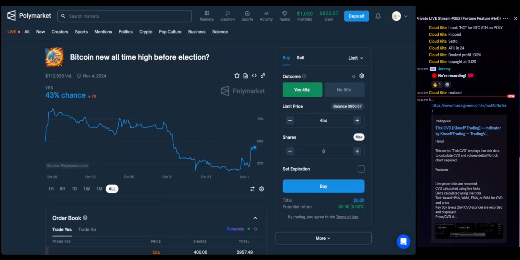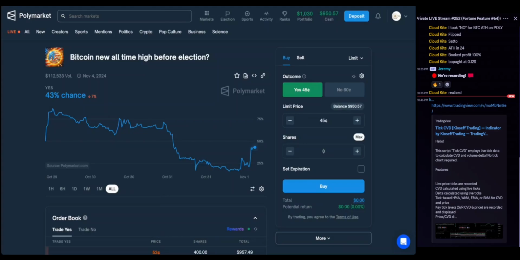So CVD is very, very helpful, and Tick CVD is, I think, fantastic, especially on TradingView, because the benefit of this indicator, guys, is you can use it on any coin. You don't even have to use it in crypto. You can use this on anything that has trades. This will be tracking all of the trades. So I did a little bit of a write-up of how you can actually use this.